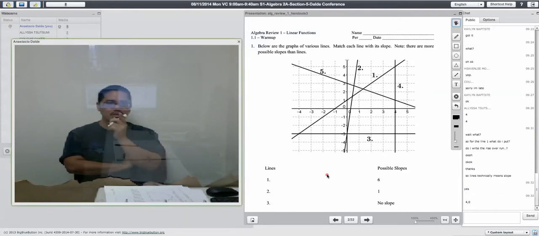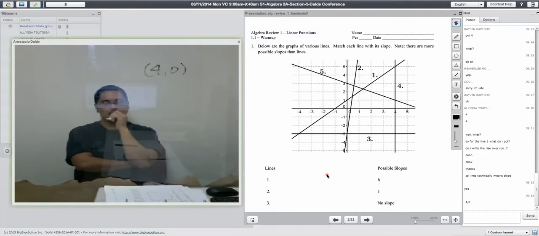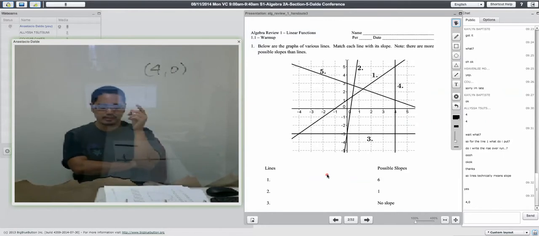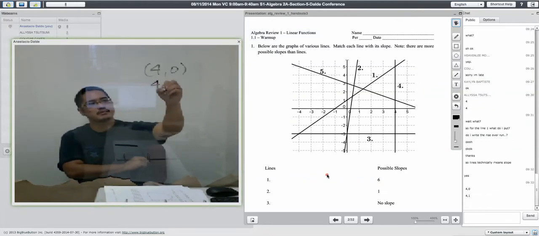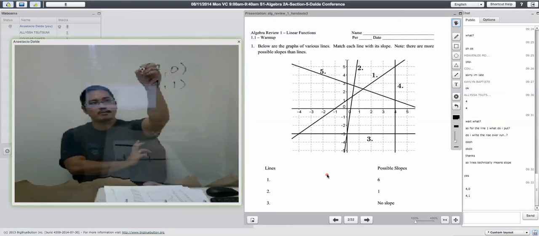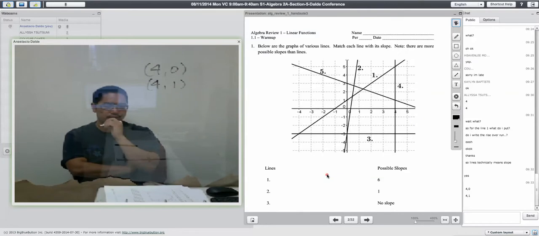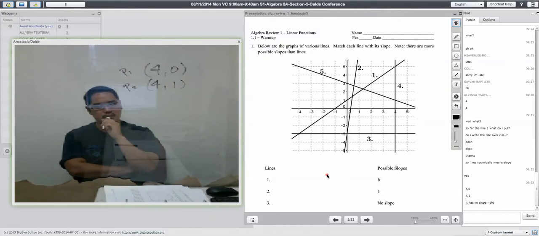4, 0. I agree. Yes. 4, 0. All right. Give me another point. Say any point that's on that line. It can be below it or above it. What's another point? 4, 1. Awesome. All right. This is point 1. This is point 2. It doesn't really matter which one it is, as long as we keep it in order. This is point 1. This is point 2.